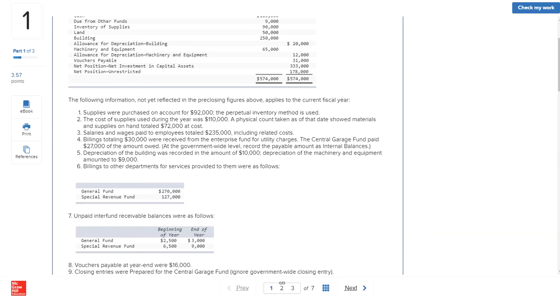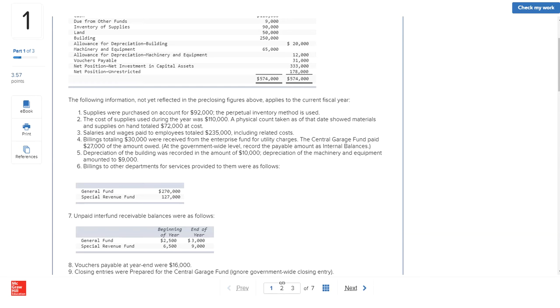And then in number 2, it says the cost of supplies used during the year was $110,000. A physical count taken as of that date showed materials and supplies on hand totaled $72,000. So you're going to have to do a T count to figure out what you need to do there, but you'll want to follow the example you see on page 266 on the cost of supplies issued and the inventory of supplies for your internal service fund. And then the same thing for your governmental activities, except that one's going to be an expense.